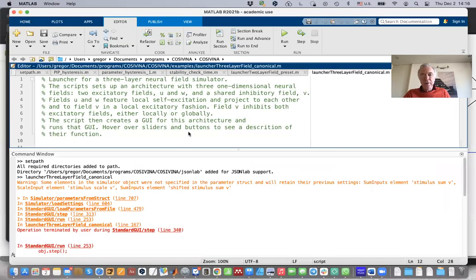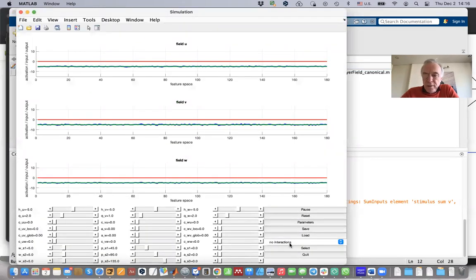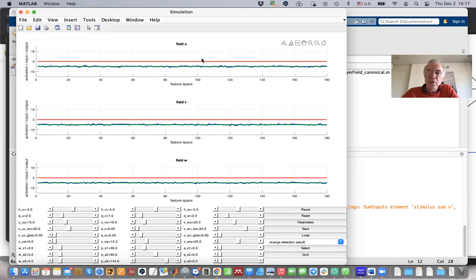And there is in Cosivina, there is a module like that. It's called Launcher 3-Layer Field Canonical. So you can find that if you go to the dynamicfield.org webpage, go to Cosivina and find the corresponding code. This is not contained in the web-based simulator. It's a 3-layer system that you can load some parameter values. These are some interaction parameter values. So here you see, again, the excitatory layer, inhibitory layer, and that working memory layer.